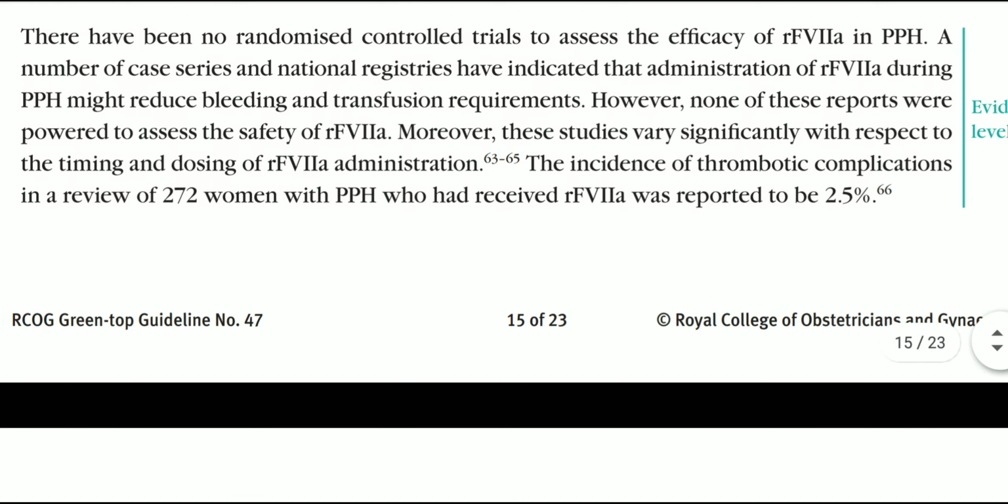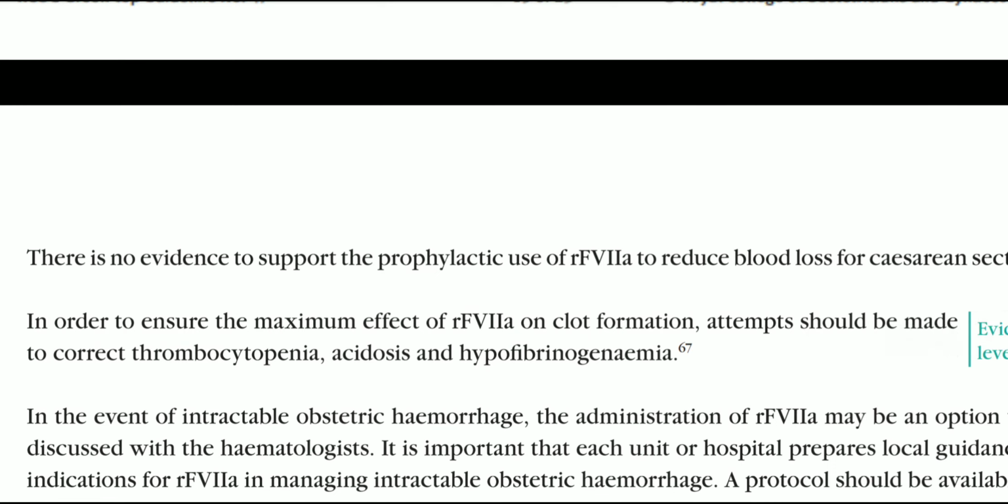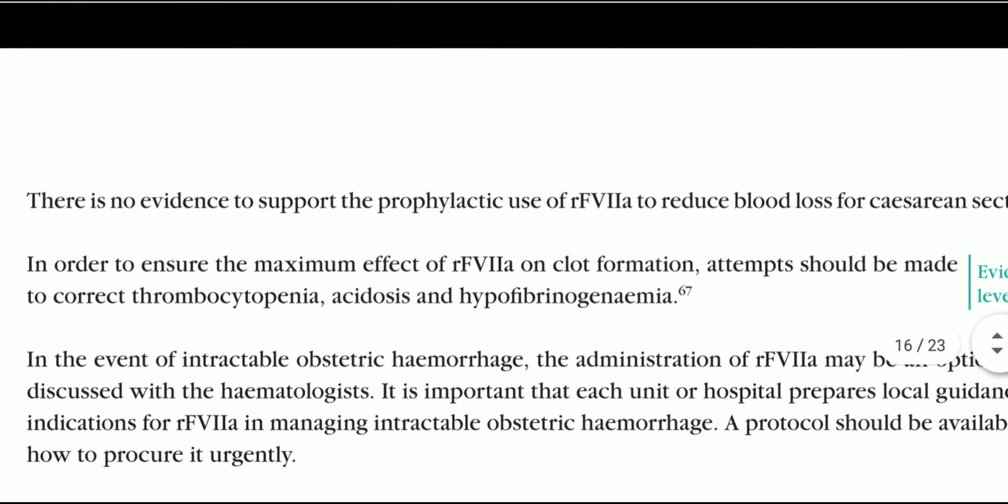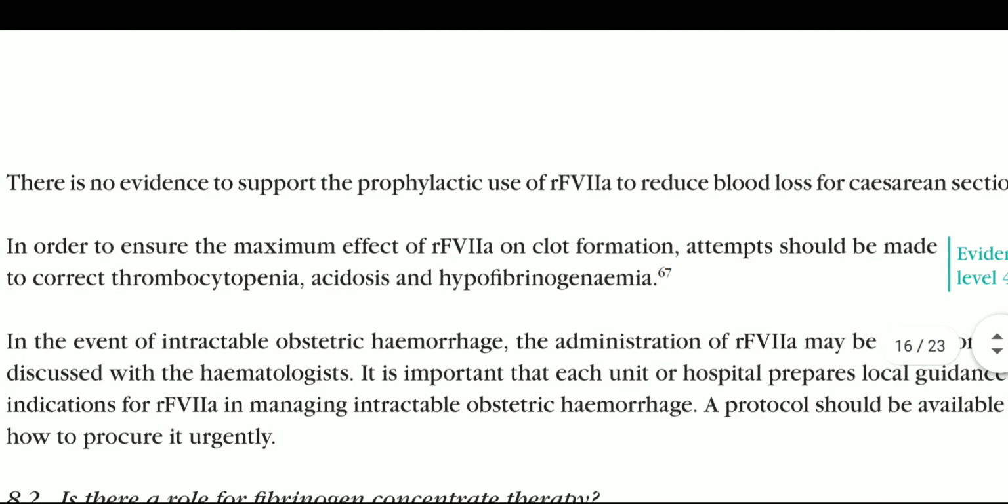thrombotic complications. In the review of 272 women with PPH who had received recombinant factor 7A, thrombotic complications were reported to be 2.5%. So in 2.5% cases, there were thrombotic complications. There is no evidence to support the role of prophylactic use of recombinant factor 7A to reduce the blood loss for cesarean section.